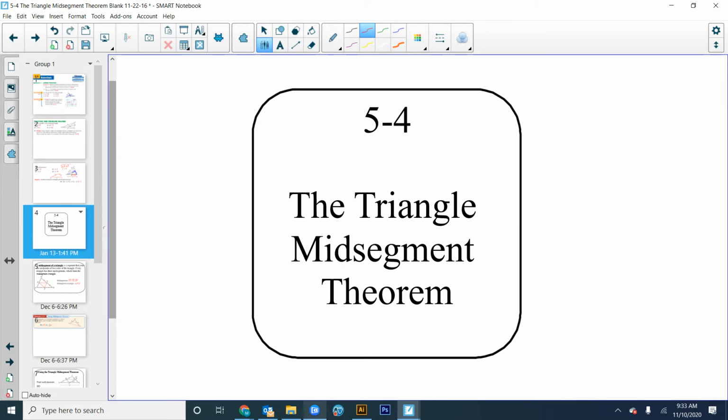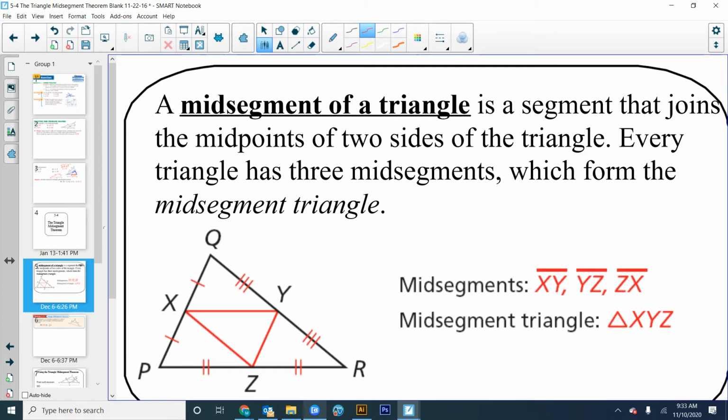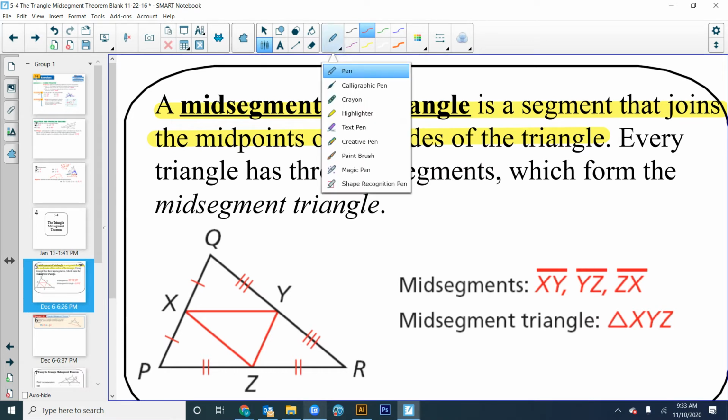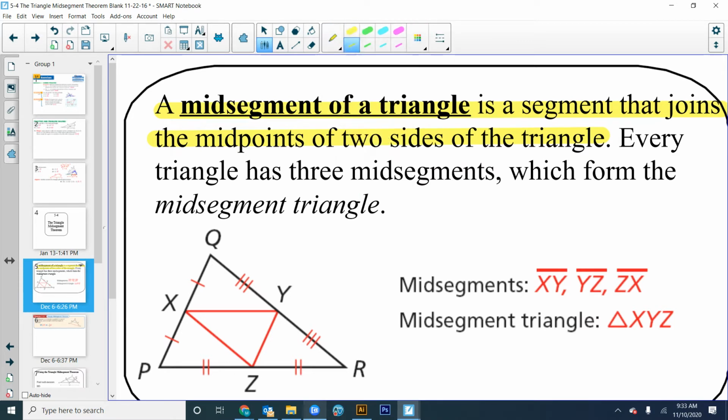All right, first thing you need to write down is the midsegment of a triangle. A midsegment of a triangle is a segment that joins the midpoints of two sides of the triangle. Very simply put, if you have X, isn't X the midpoint of side QP? Isn't Y the midpoint of side QR? If you join those together, you get what's called a midsegment.